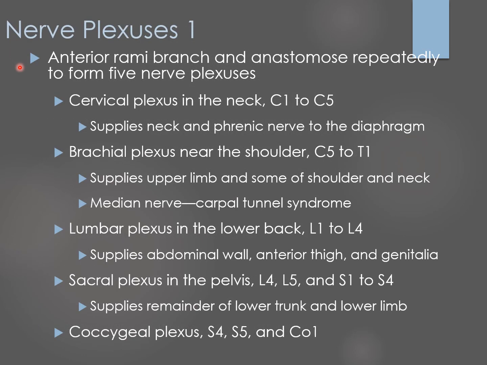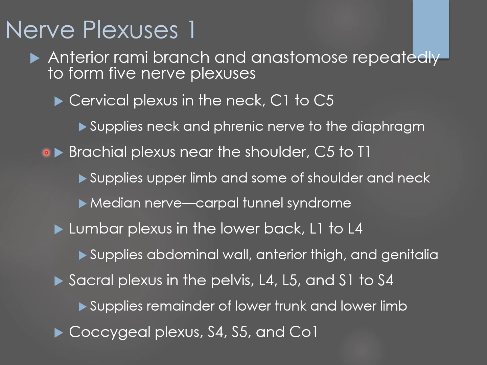Okay, a nerve plexus. This is where that anterior ramus, or all the anterior rami, branch, and then they anastomose, or come together. Branch and come together, branch and come together. They form 5 nerve plexuses. Your first one is your cervical plexus, that's C1 to C5. That's going to supply your neck and your phrenic nerve, which is supplying your diaphragm and allowing you to breathe.